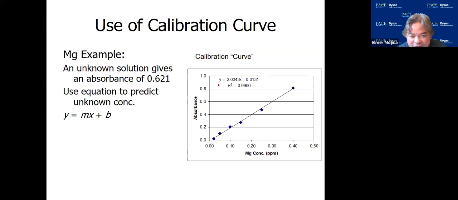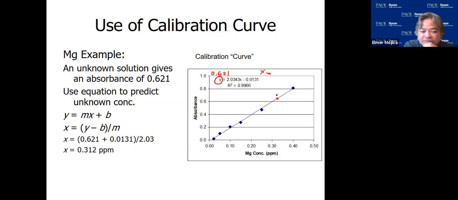So you plug that value here, and since this is a minus, you add it with 0.00131 and then divide it by 2.0343, and then you should get the corresponding x value. Or you can look at 0.621 there, you plot it, so maybe it's around here. So that's two ways for you to determine what your concentration is.